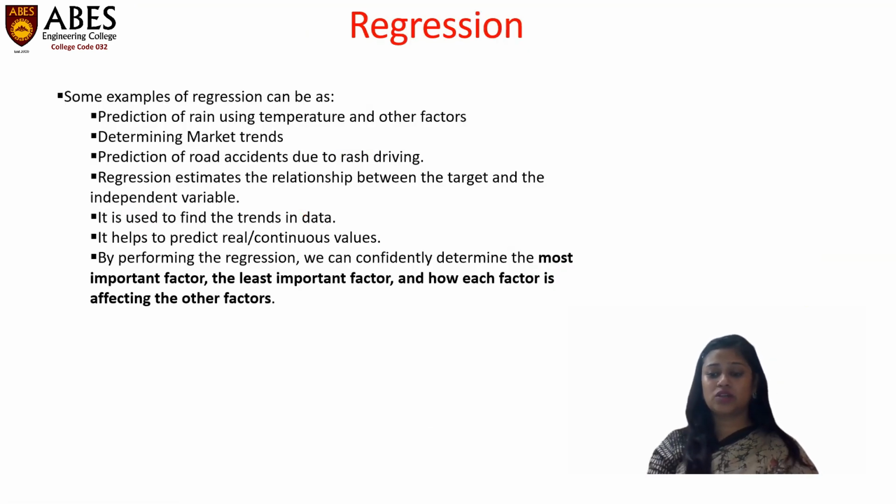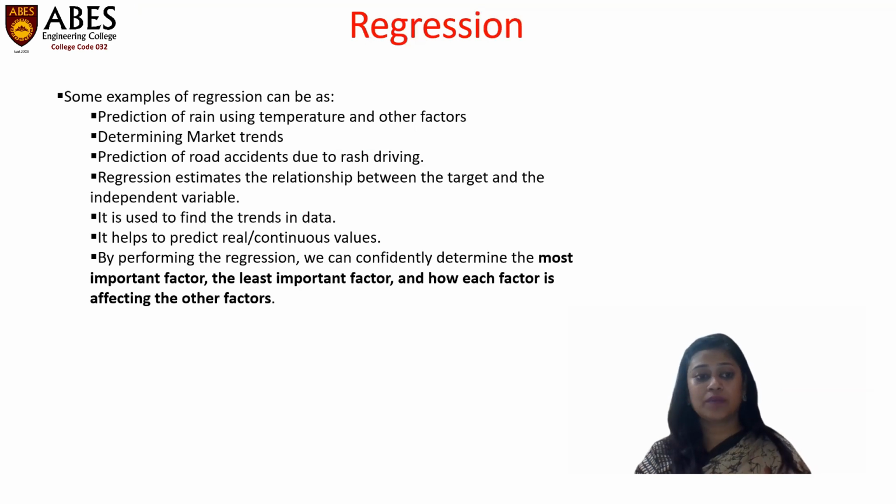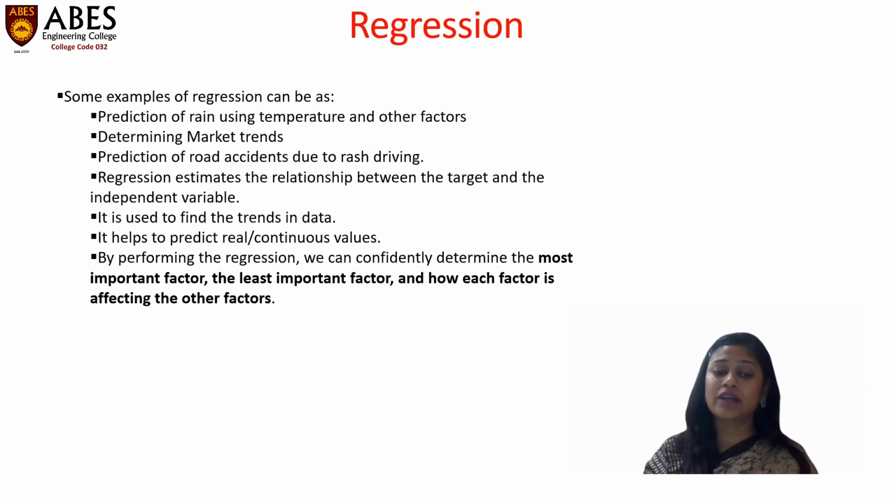Next is regression. This is also one of the approaches in supervised learning. With the example, we will continue that prediction. Regression is basically, if I am giving an input, then how my output will change according to my input. For example, we can predict the rain based on different temperatures and weather. Market trends, prediction of road accidents due to rash driving.